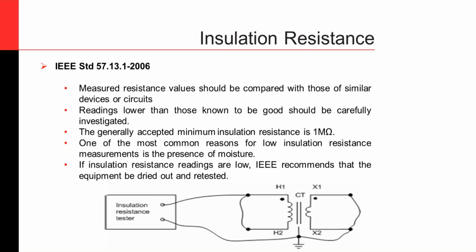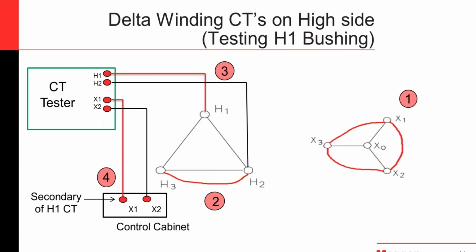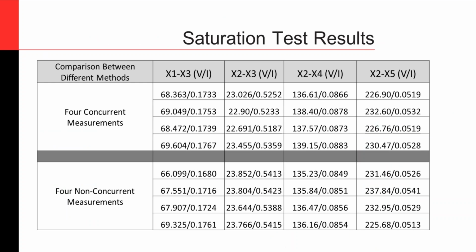Let me go to one of the test results. So let's assume that you do the testing. You do the ratio test, you do the saturation test, you do the winding resistance and insulation. I can say when the winding resistance is about 1 mega ohm, yeah, the winding resistance is good. I can say, yeah, that is good. But let's say you do the insulation resistance, you do the saturation test.